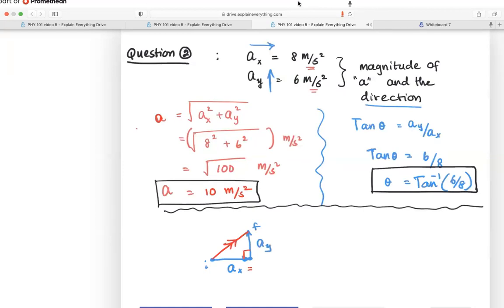So here AX is given to us as 8 meter per second square. AY is given to us as 6 meter per second square. And this is the hypotenuse of the right triangle, which is the square root of 8 square plus 6 square. And that alone gives us the same answer as before, 10 meter per second square.